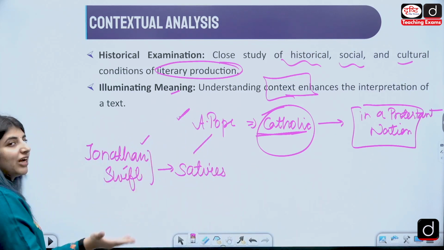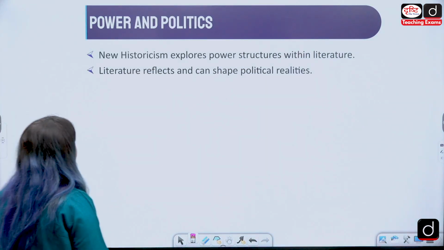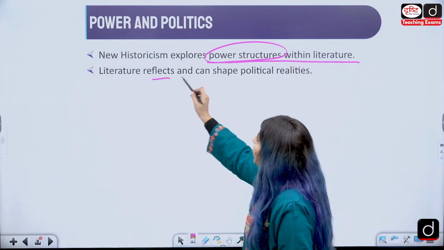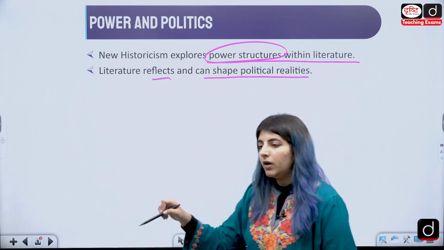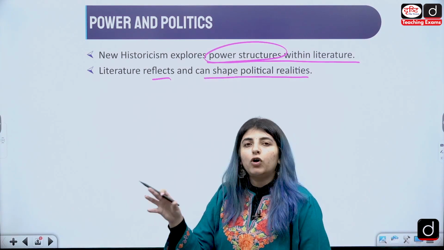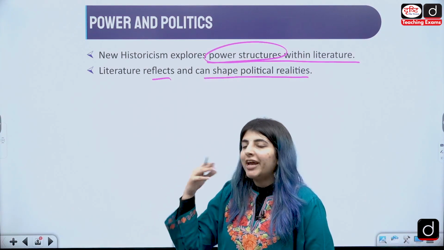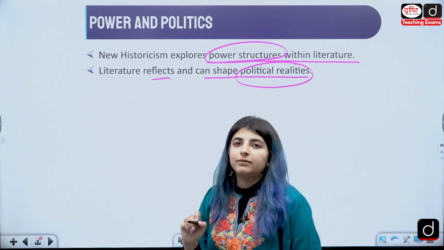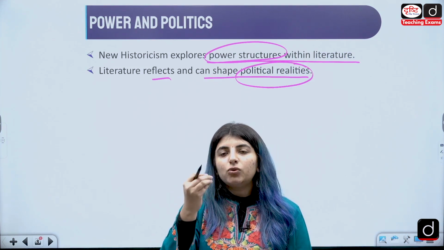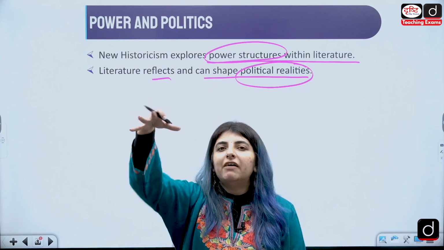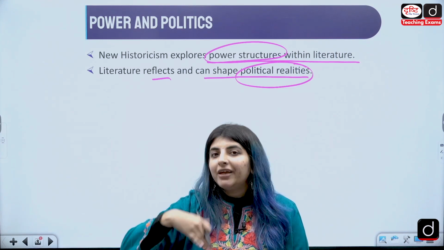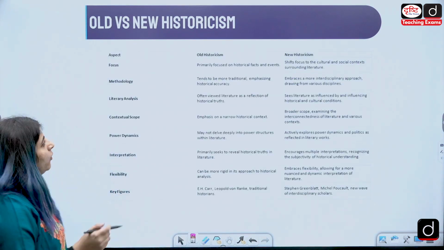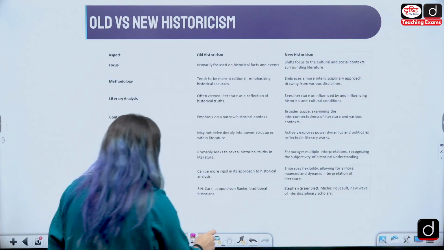New historicism tries to uncover these meanings. New historicism explores power structures within literature, and it reflects and can shape political realities. How? Anytime we try to talk about Marxist criticism, or anything that is related to shaping any sort of political reality, we see new historicism also paving its way in there. It tries to somewhere or the other uncover who is in the powerful position and bring things forward in that particular context. So here I have tried to incorporate old historicism and new historicism for you all.